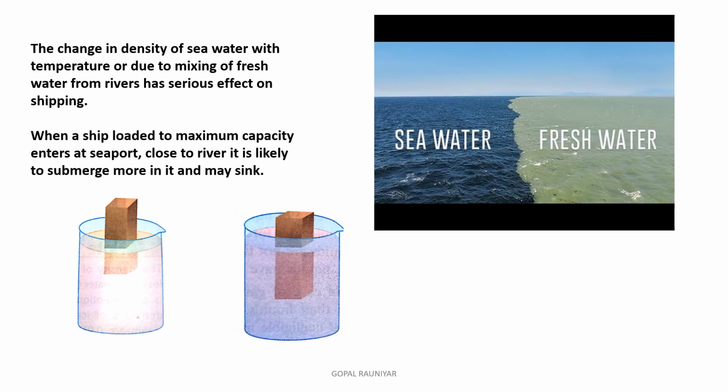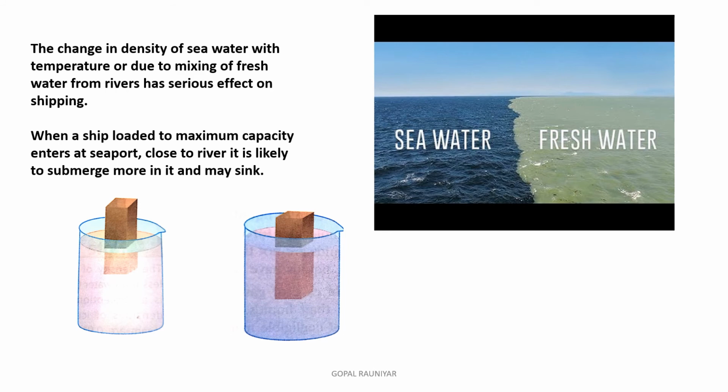Now the second thing: the change in density of seawater with temperature, or due to mixing of fresh water from rivers, has a serious effect on shipping. Suppose a ship travels a very large distance and comes to a very different geographical location, and the water changes. Somewhere is seawater, somewhere is fresh water, so the density of water also changes from place to place.